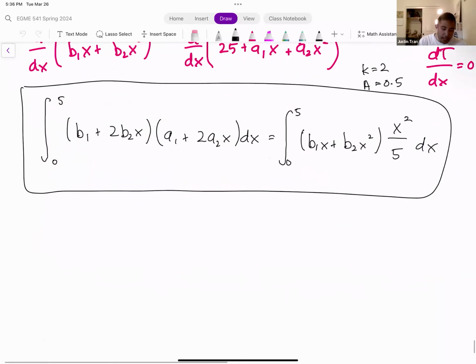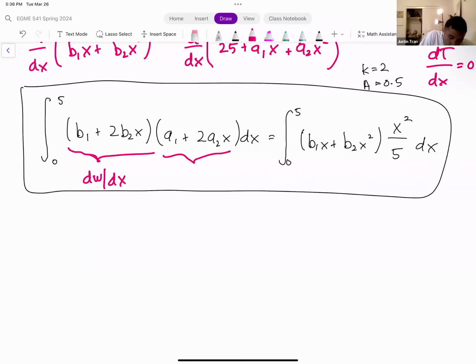After doing that, we end up with this integral expression here. We have the integral from 0 to 5 of b1 plus 2b2x. This term came from dw/dx. Then we have a1 plus 2a2x, and this term came from dT/dx. We're going to integrate that with respect to x. And then this b1x plus b2x squared was our weighting function w of x.